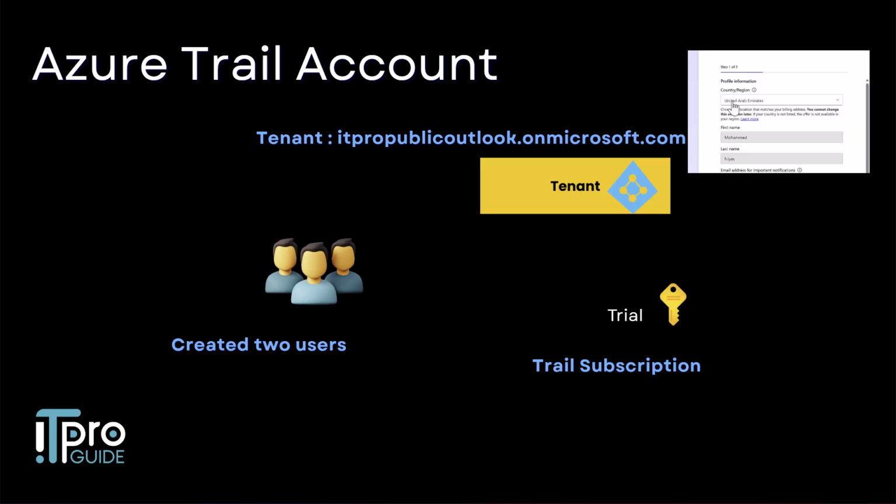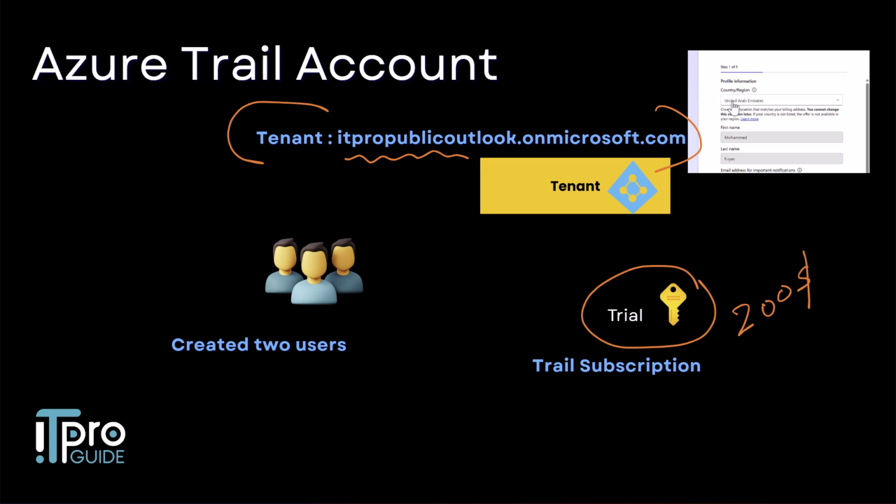Let's summarize what we have learned in this video. We enrolled in a Microsoft Azure trial account and we got $200 credit. When we signed up for a trial account, we got a tenant name and tenant ID. The tenant name is itpropublicoutlook.onmicrosoft.com. You can figure out your trial tenant name by looking at the login details.